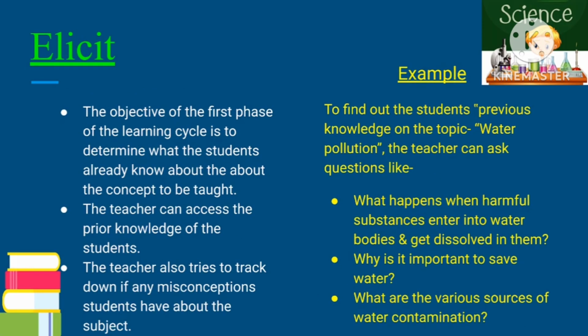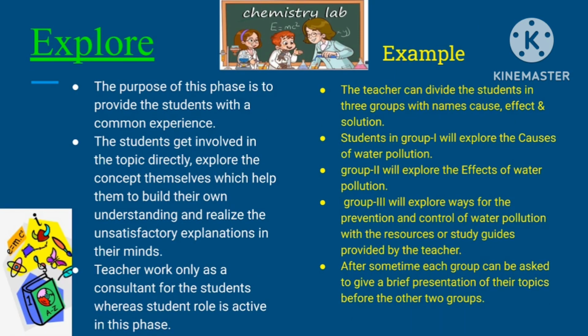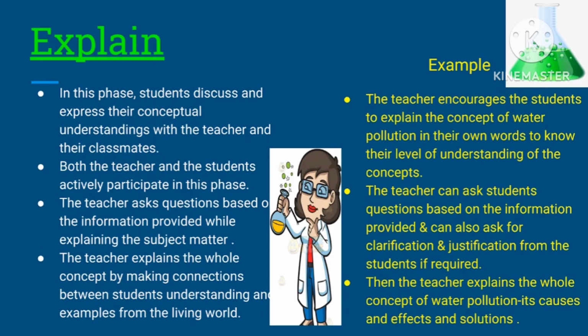Now the next E is elicit. The objective of this phase is to determine what the students already know about the concept to be taught. The teacher can assess the prior knowledge of the students, and also tries to track down any misconceptions students have about the subject. Now the next is explore. The purpose of this phase is to provide the students with a common experience. The students get involved in the topic directly and explore the concept themselves, which helps them build their own understanding and realize the unsatisfactory explanations in their minds.